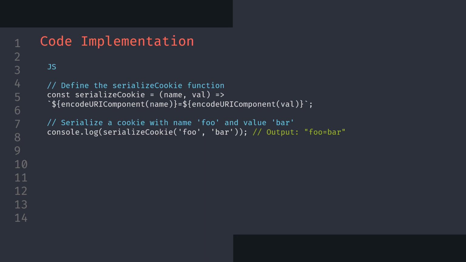This function, serializeCookie, takes in two parameters, the cookie name and the cookie value. We use encodeURIComponent to properly encode both values, ensuring that special characters are safely stored. This prevents issues like invalid characters or security vulnerabilities when handling cookies. The function then returns the formatted set cookie string.